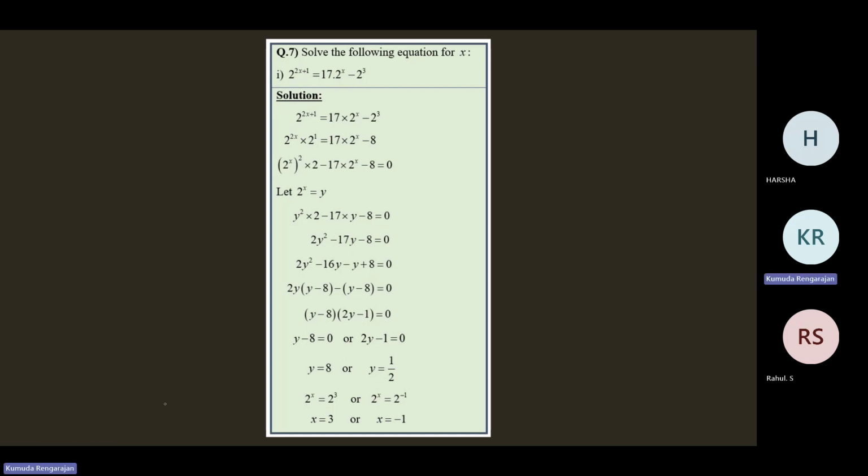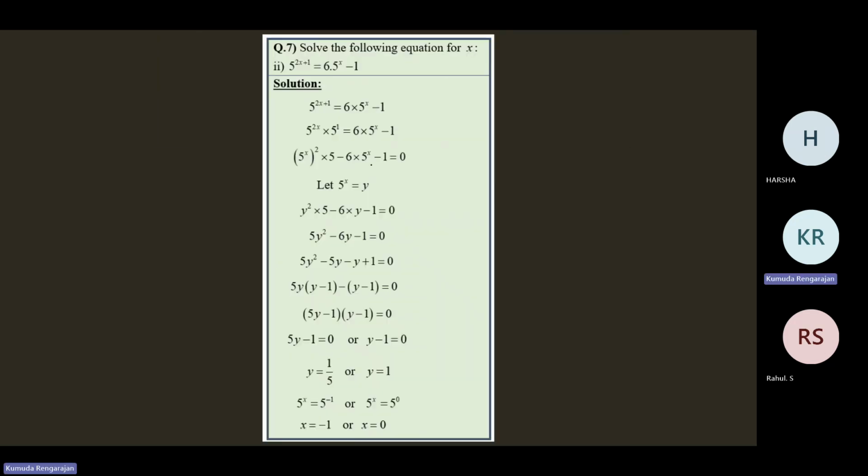So I always emphasize on trapping the question in your mind, having a picture of the question in your mind. How does a question look like? See here, solve the following equation for x. There's only one equation given to you. And mostly when the power is 2 on x, you will get a quadratic equation. Quadratic, split the middle term and find the values.